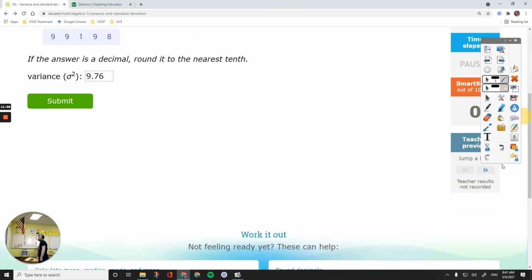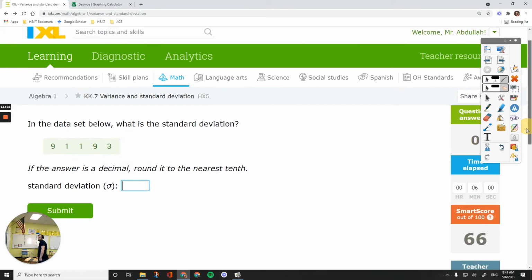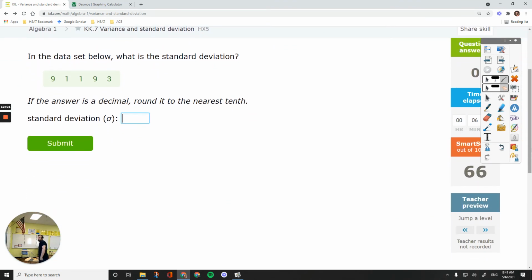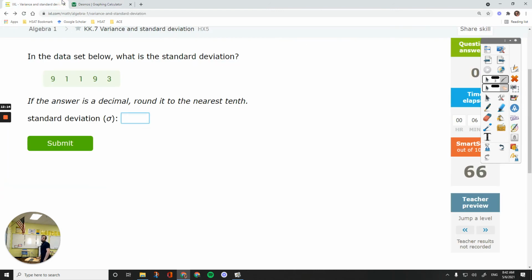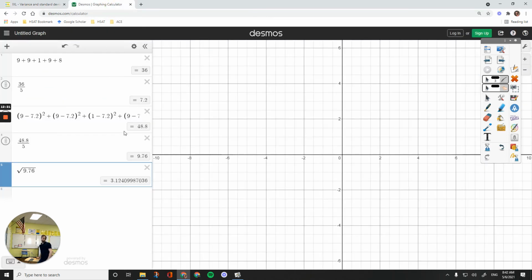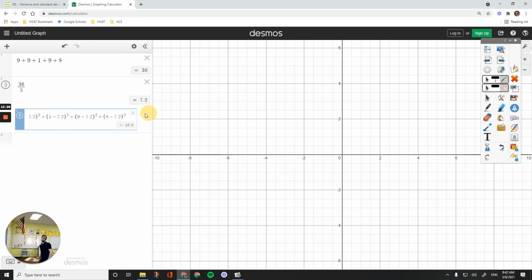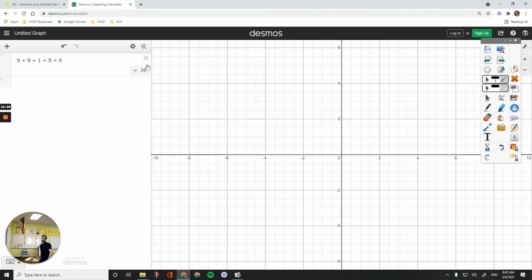Now we know what variance means. Okay, this right here, 9, 11, 9, 3. The other, we still have 9, 9, 9, 8. Instead of 9 and 8, we have 1 and 3. Let's see how that's going to change the variance. Let's see if it's going to be bigger or smaller than 9.76. So I will pause the video and do the processing here.